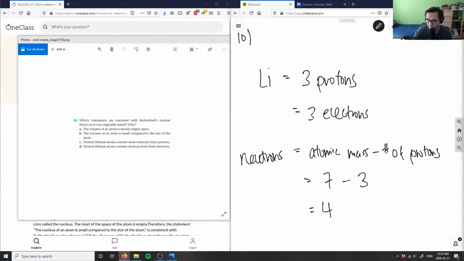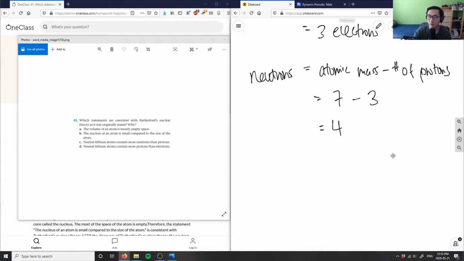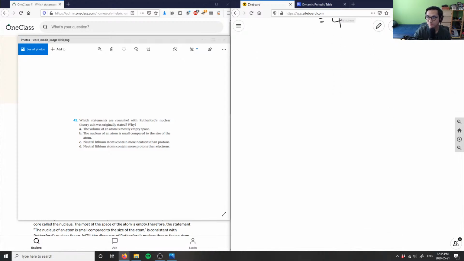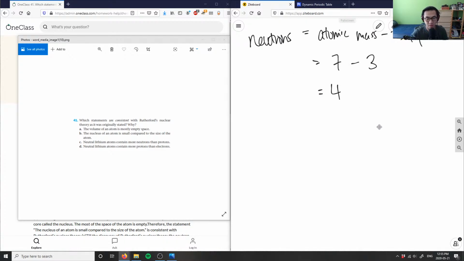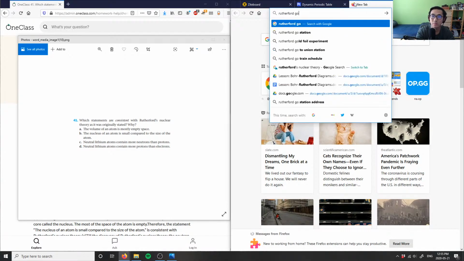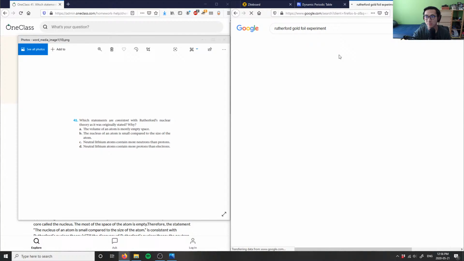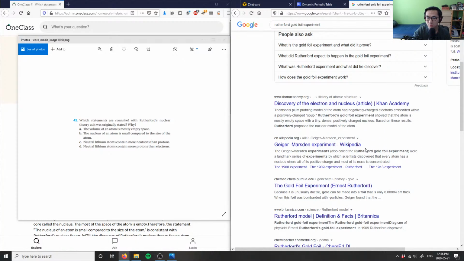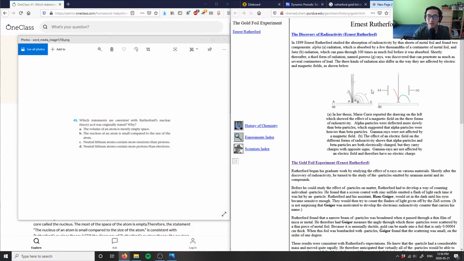If you're not familiar with that, let me just summarize what the gold foil experiment did. It might be better if I actually gave you a diagram instead of me explaining it. So let me just Google Rutherford's gold foil experiment and see what we can do here. I just want a diagram, basically.